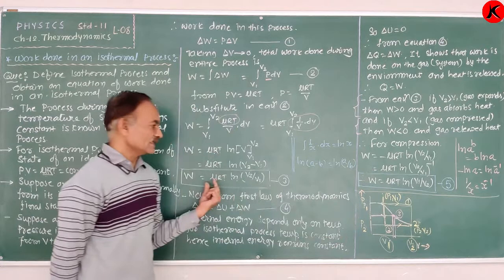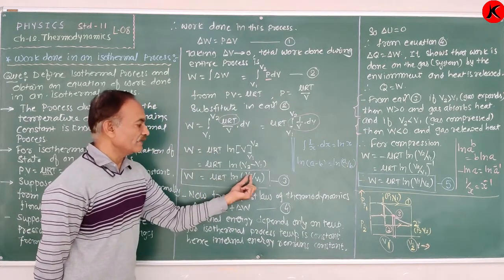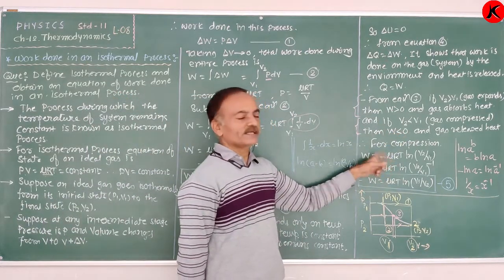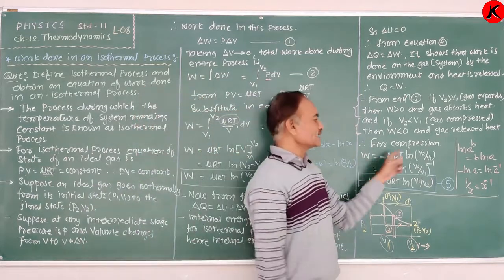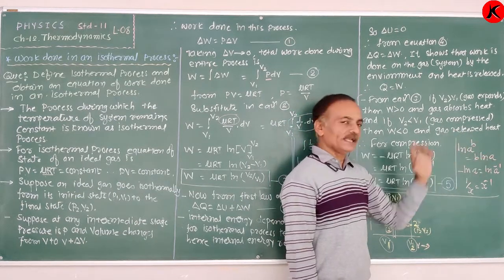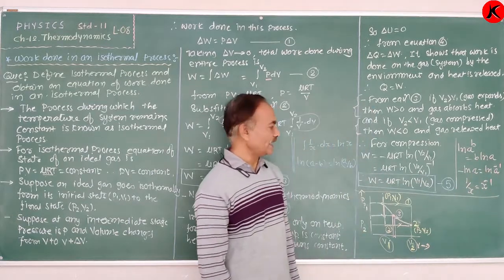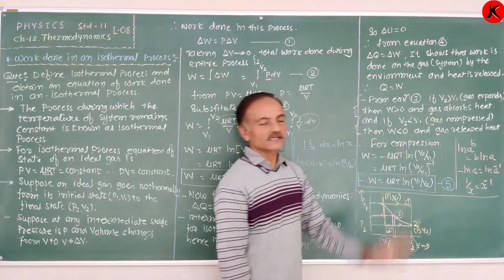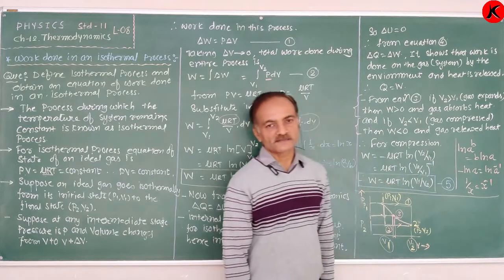Now for compression we write down equation 3. So W is equal to minus mu RT ln V2 upon V1. For compression the work done is negative, therefore the negative sign is written. According to the rule that B ln A is equal to ln A to the power B, this minus sign is taken as the power. Therefore, mu RT ln of V2 upon V1 to the power minus 1.